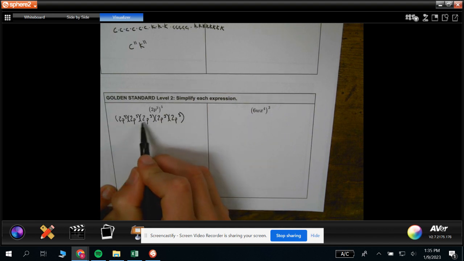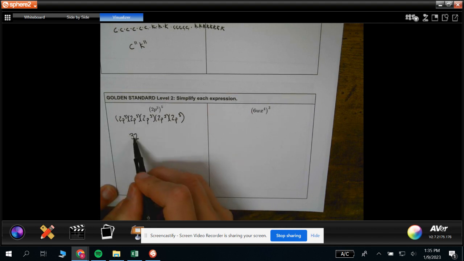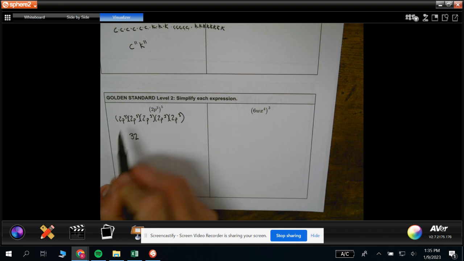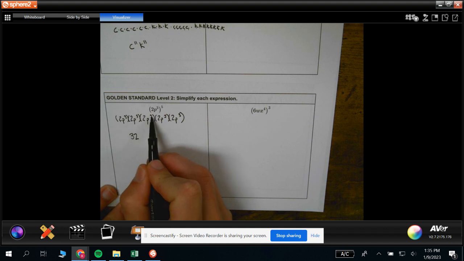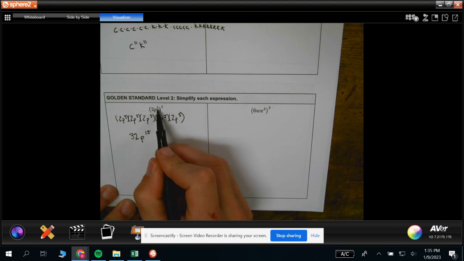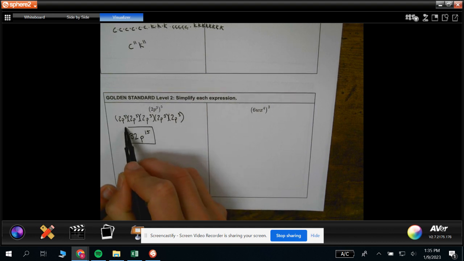2 times 2 times 2 times 2 times 2 is 32. Again, 32 comes from multiplying 2 by itself 5 times. And then here you can see 3 plus 3 is 6, plus 3 is 9, plus 3 is 12, plus 3 is 15. We could have known it was 15 looking back here. 3 times 5, a power raised to a power, 3 times 5 is 15. So that's our final answer.